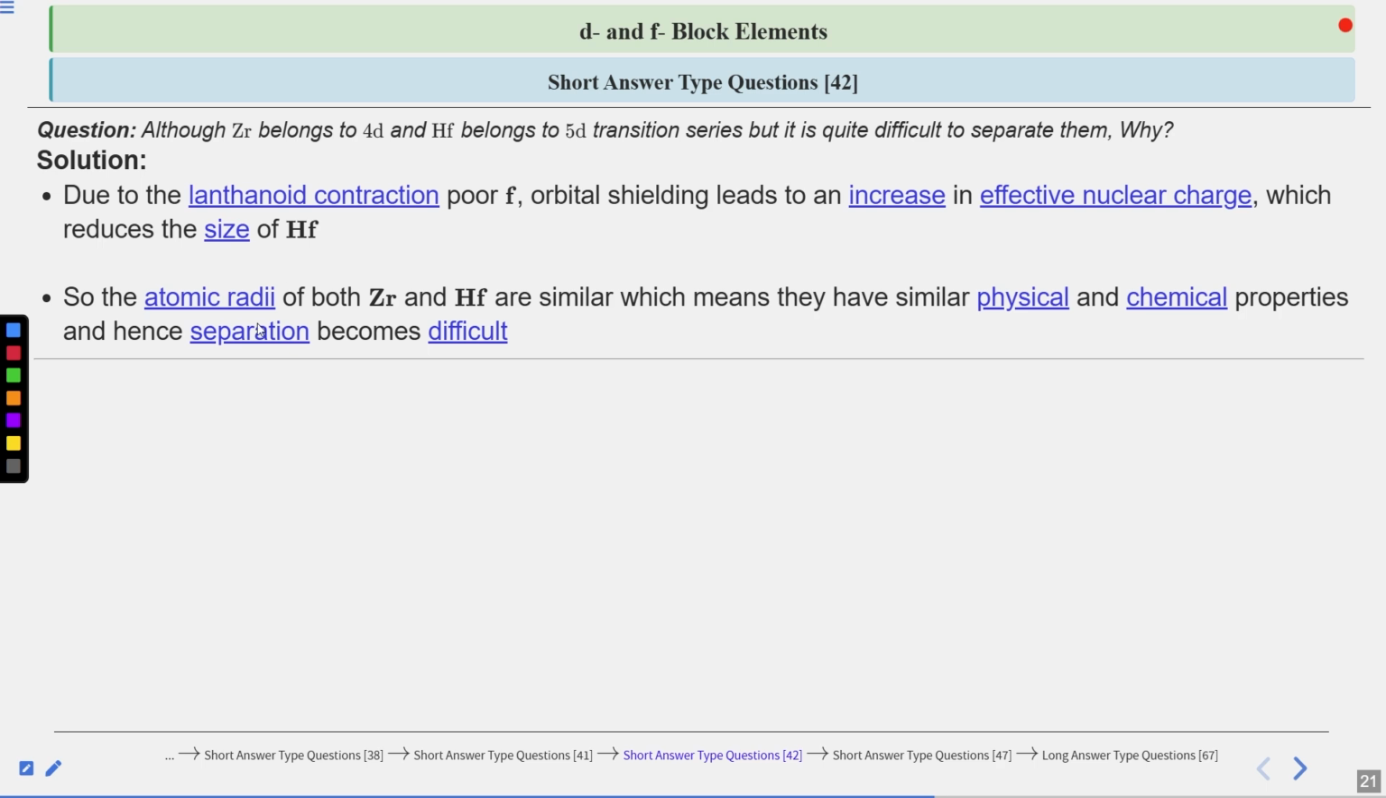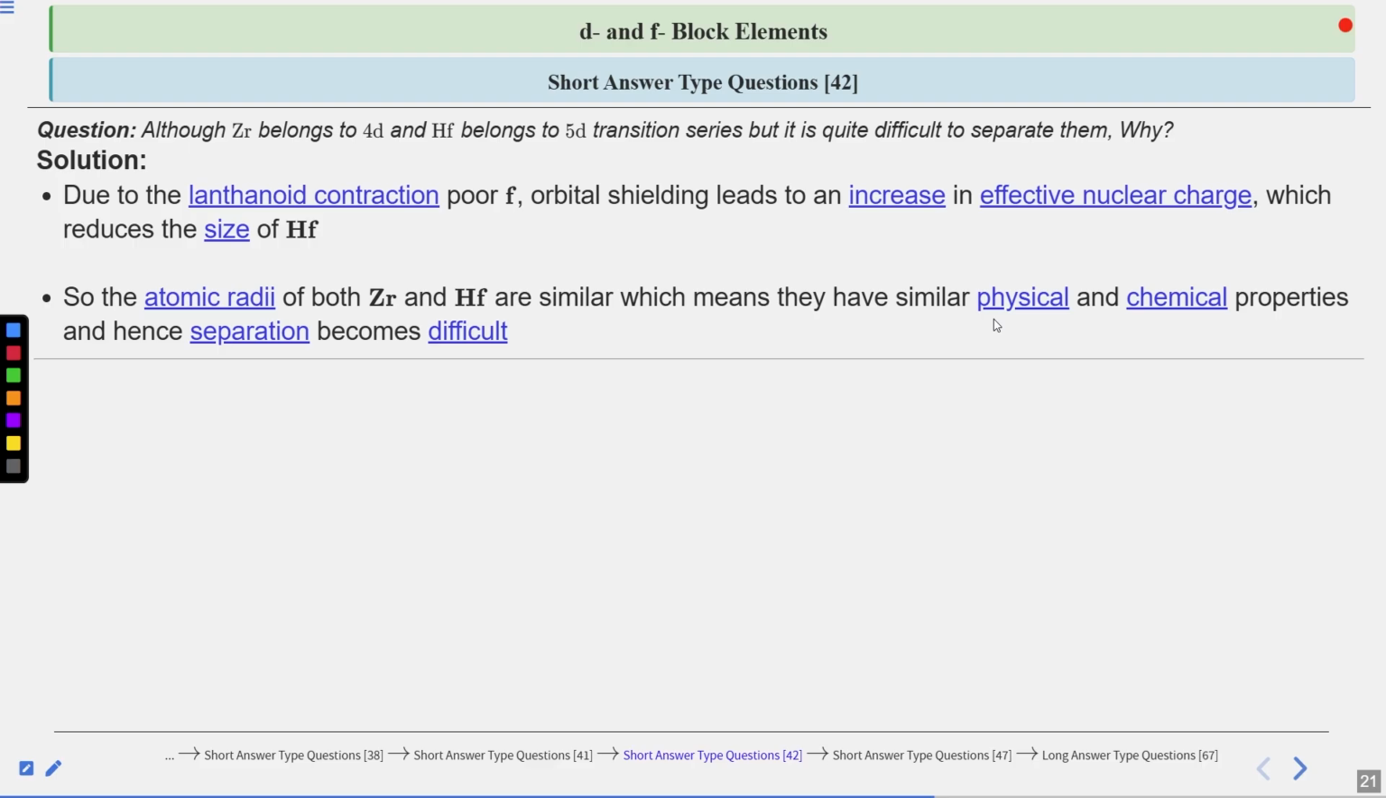And due to this, the atomic radii of both zirconium and hafnium are similar, which means they have similar physical and chemical properties, and due to which their separation becomes difficult. Okay, so this is the correct explanation. You can add more points to it if you want, by explaining the lanthanoid contraction, and how it is experiencing the poor f orbital shielding.